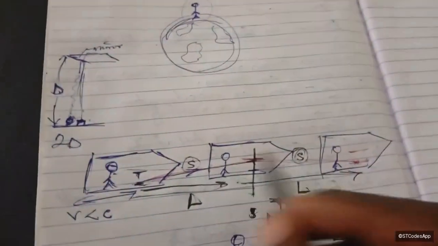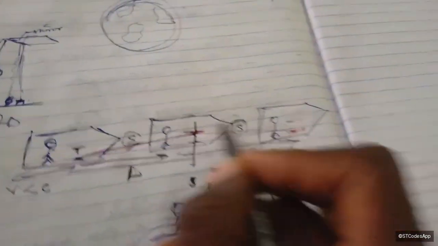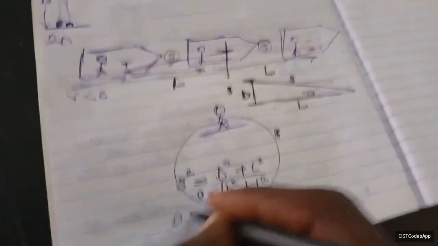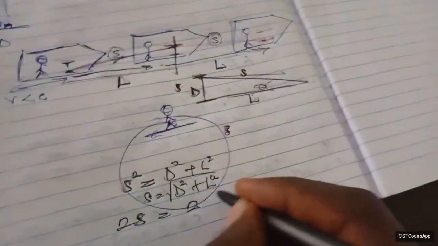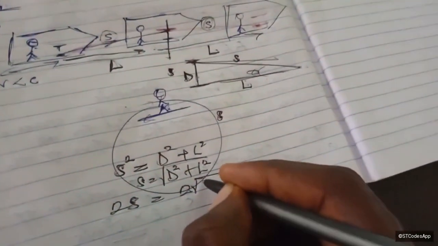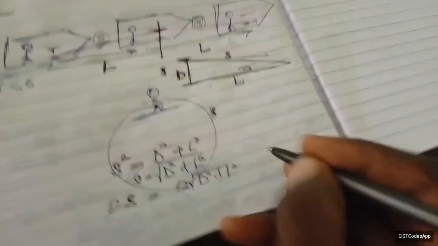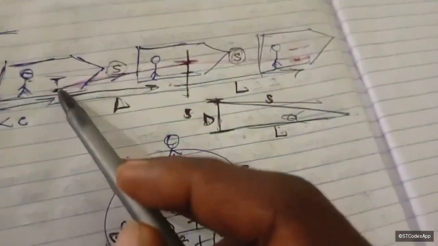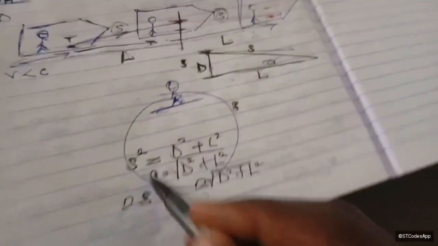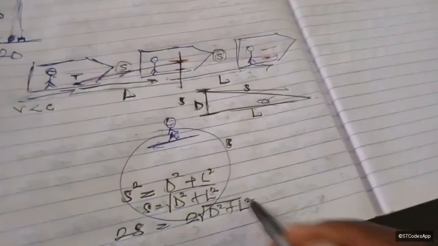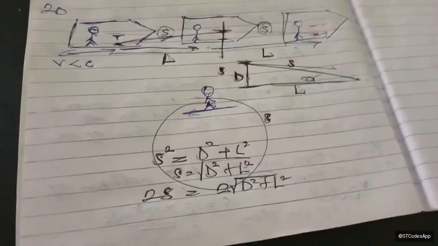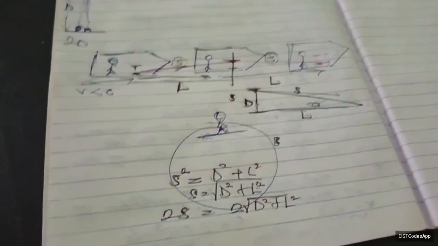Now you know that there are two distances it's moved. It moved up and down. So we'll say 2s therefore will mean what? 2 times these guys. Does that make sense? Since the light moved from here to here, 2 distances, 2s, then 2s will mean 2 times the square root of d squared plus L squared.